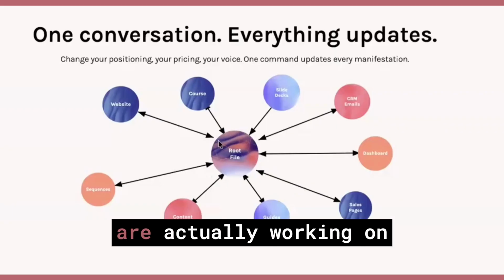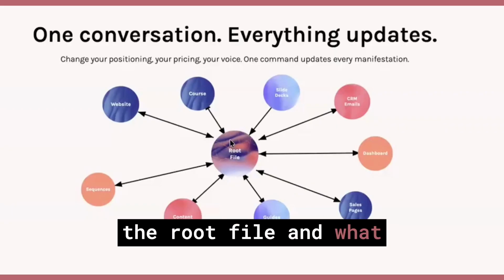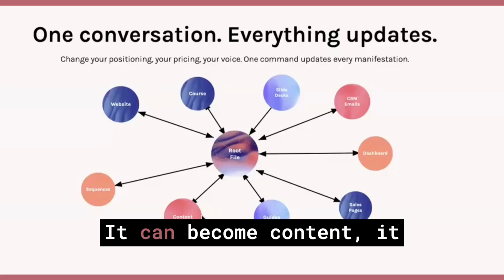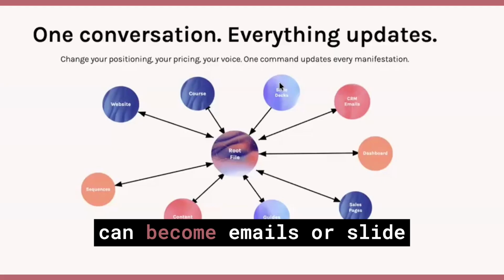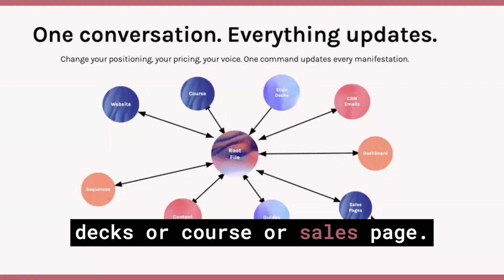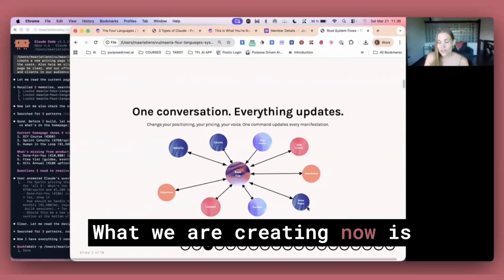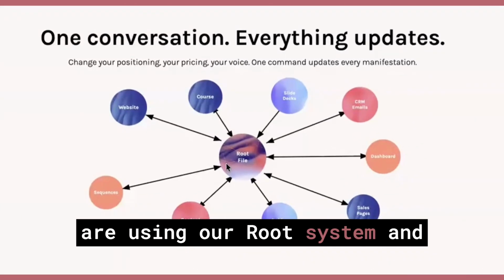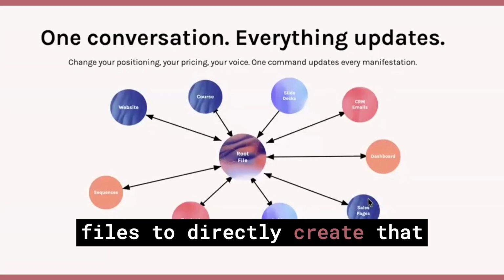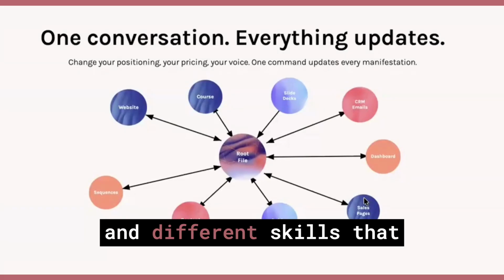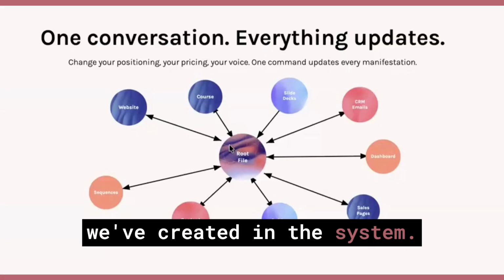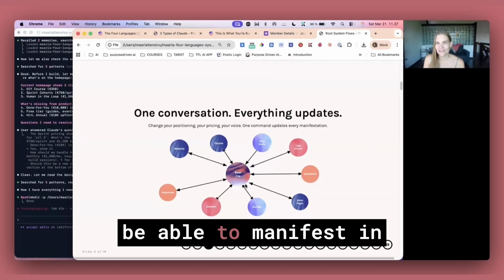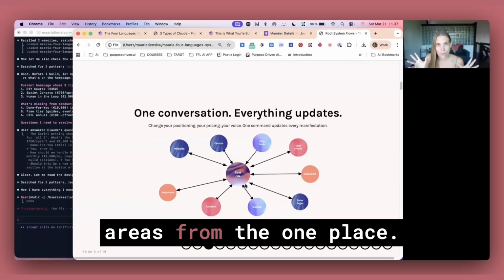What we are doing is we are actually working on the root file. And what this is going to end up becoming is website pages. It can become content. It can become emails or slide decks or a course or a sales page. What we are creating now is essentially a sales page. But what we are doing is we are using our root system and files to directly create that using the brand guidelines and different skills that we've created in the system. So this means that you only need the system that you have, and you will be able to manifest in all of these different areas from the one place.